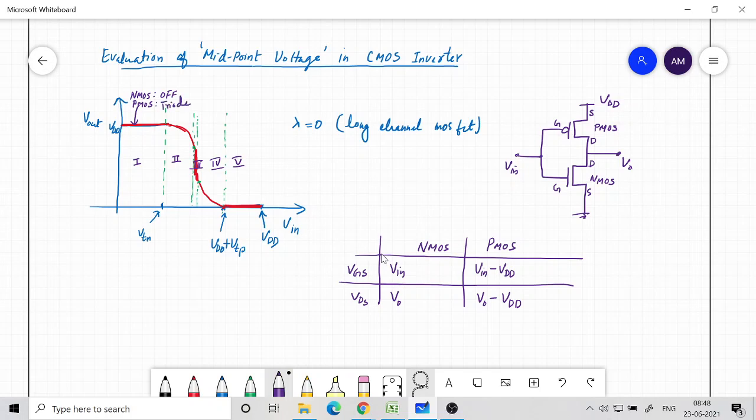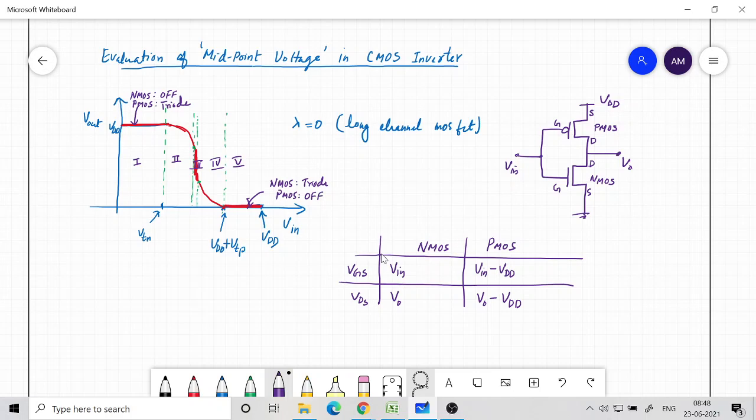That is the case here. And similarly, if you look at region 5, it is just the opposite. NMOS is in triode, PMOS is in off condition. No current flows through it.